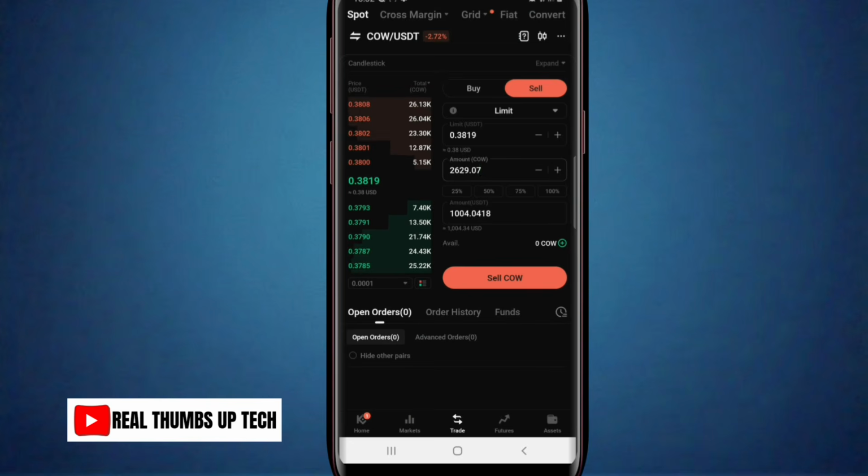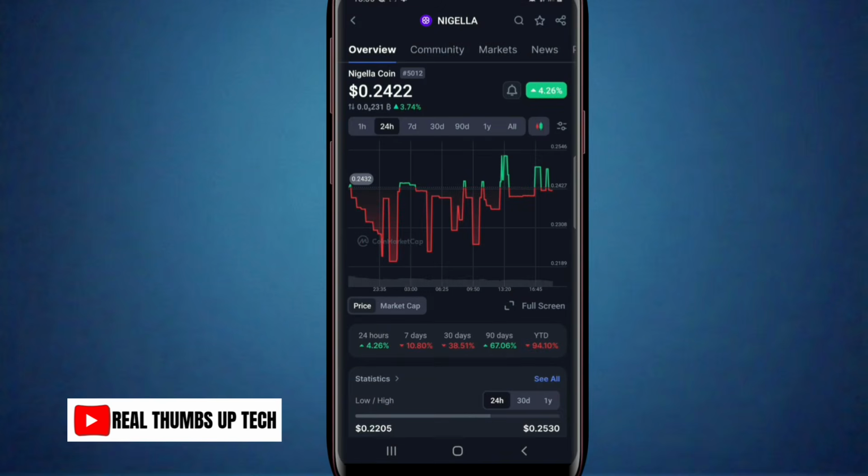No, be careful in selecting exchanges. So let's take a look at this coin, Nigeria, on CoinMarketCap. We go over to markets.